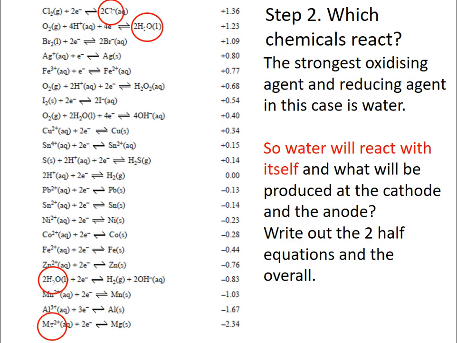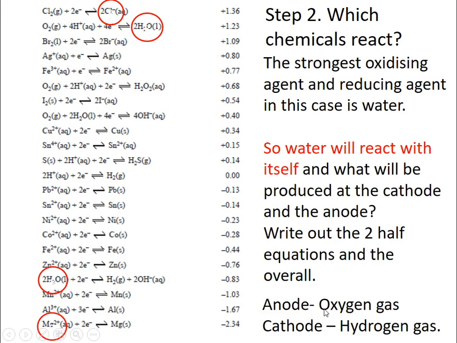So the strongest oxidizing agent and reducing agent, in this case, when you look, the highest oxidizing agent, with my little pointer up here, is water, and the strongest reducing agent is water. So water will react with itself. The magnesium and chloride ions help to balance the charge. They act like an electrolyte. So you need some sort of charged ions in the solution in order for the water molecules to react with themselves.